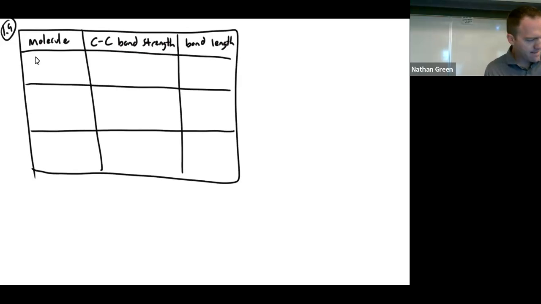So let's compare ethane, which is a single bond between two carbons. What's the hybridization of each one of those carbons? sp3. They each have 4 bonds. That's how you know they're sp3. To ethene, it looks like this.